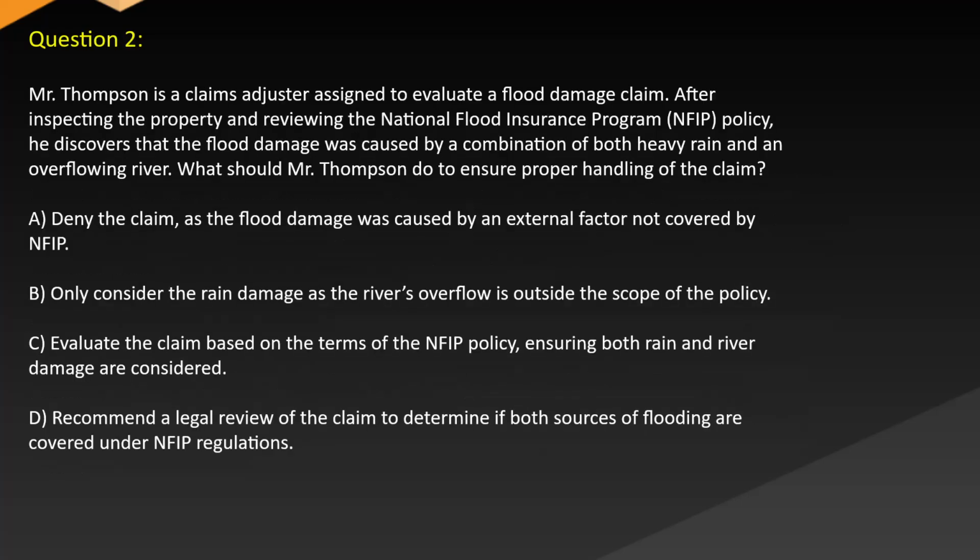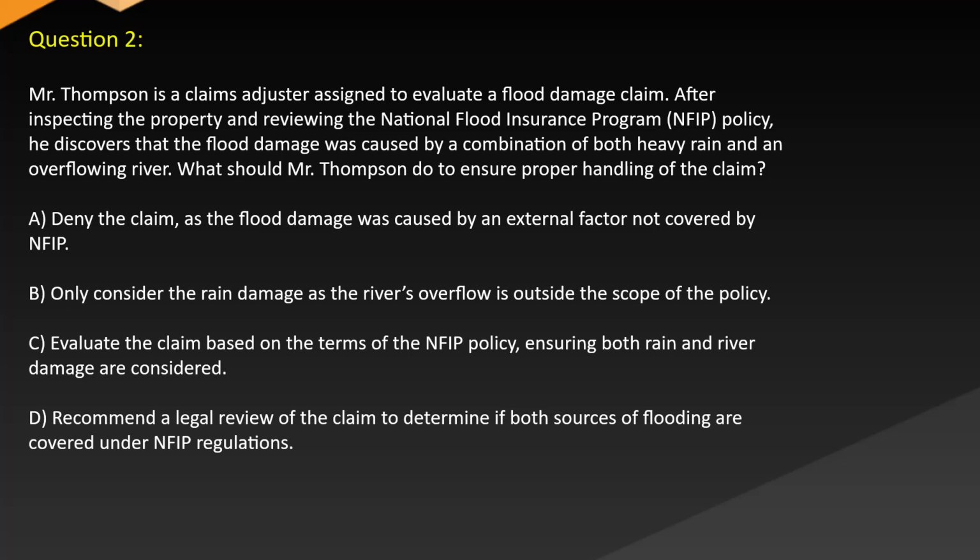Question 2. Mr. Thompson is a claims adjuster assigned to evaluate a flood damage claim. After inspecting the property and reviewing the National Flood Insurance Program (NFIP) policy, he discovers that the flood damage was caused by a combination of both heavy rain and an overflowing river. What should Mr. Thompson do to ensure proper handling of the claim?